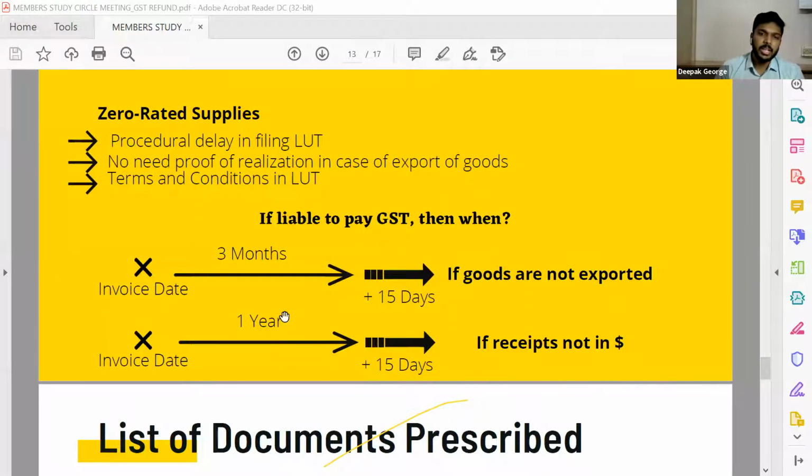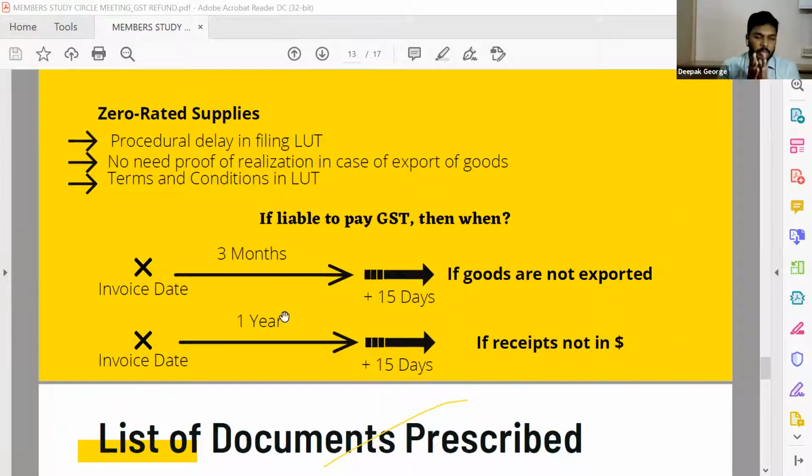For services, instead of 3 months, it is 1 year. So these are the conditions stated in Rule 96A of the CGST Rules 2017, which says that if you are exporting without IGST payment, you are bound to file a LUT. In the LUT, you are binding yourself to pay IGST if you have not exported goods within so much time, if you have not exported services within so much time.